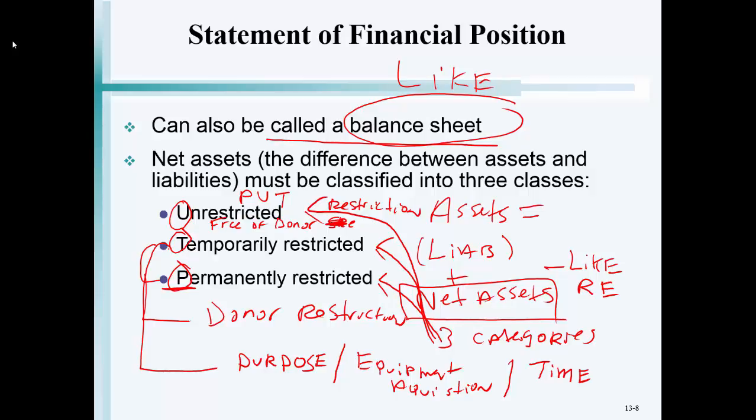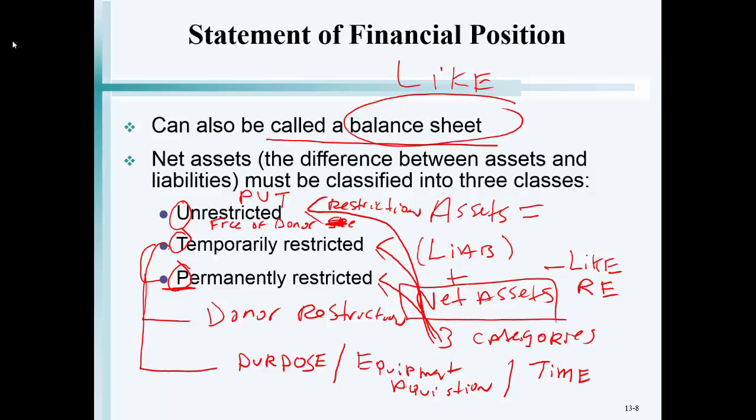Now, what do we do? We take those net assets and we break them into 3 categories that will indicate the level of constraint or restriction that there is on our net assets. Just like in government, we had what? We had fund balance, and we had the 5 categories of constraint. We had at the government-wide level the 3 categories of constraint: restricted, unrestricted, invested in capital assets, net of related debt.